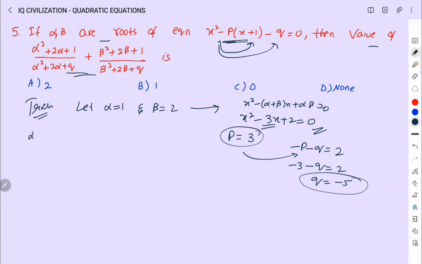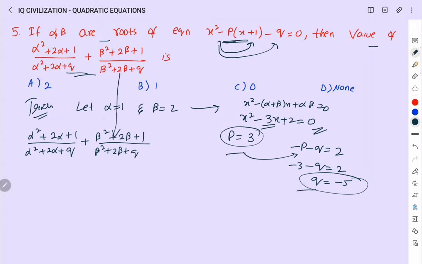So my equation becomes alpha square plus 2 alpha plus 1 by alpha square plus 2 alpha plus q, plus beta square plus 2 beta plus 1 by beta square plus 2 beta plus q. I am just substituting the p, q values and alpha, beta values. So I'll get 4 by minus 2 here and 9 here, and the denominator is this one and 3. By LCM and all, both get cancelled and I'll get the 1. Okay, next one.